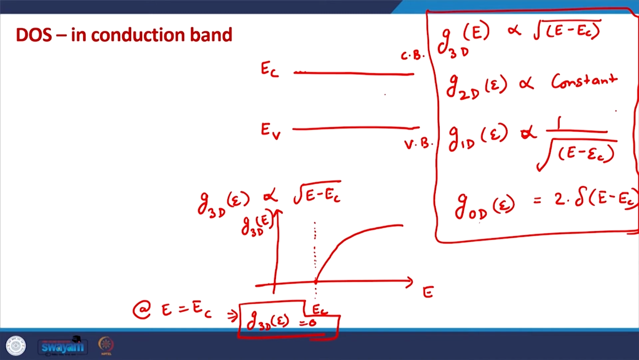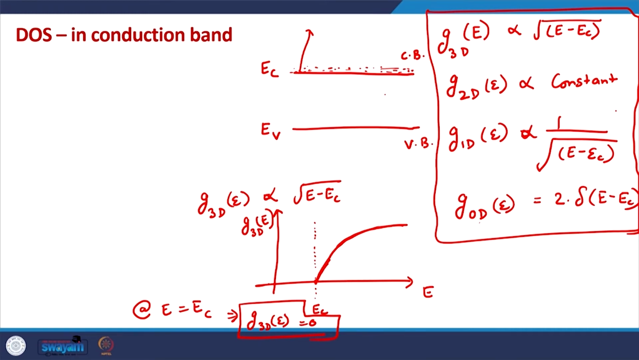And as we go above the conduction band edge, as we go above the bottom of the conduction band, the density of states increases. So, the number of allowed electronic states around the bottom of the conduction band, in this regime, will be less. So, the number of electrons that exist very close to the bottom of the conduction band will be a small number in 3D devices.